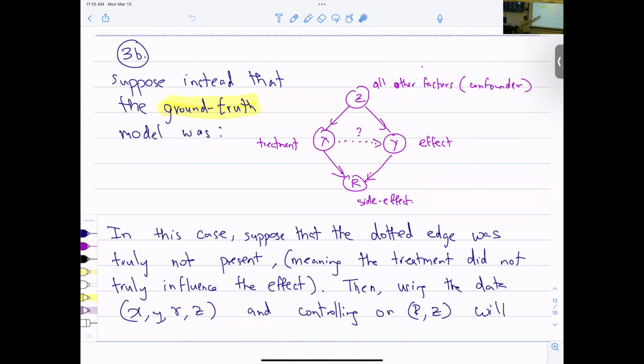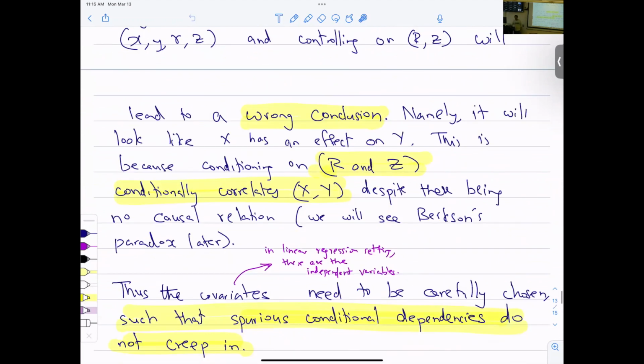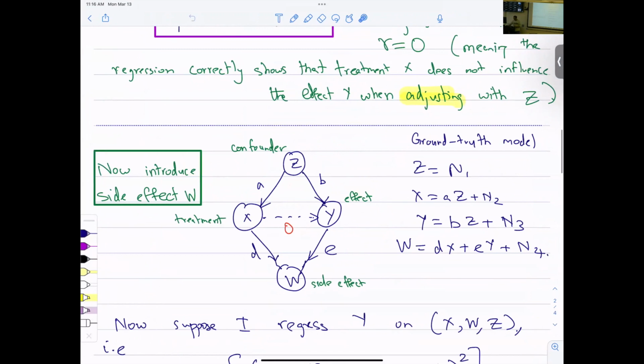Because you can think of Z and R as features. Putting extra features can actually give you bad models, and we will see. So it's not just a computational issue. There are some other issues as well. This also can lead to wrong conclusions, even qualitatively. We'll talk about Bergson's paradox tomorrow. I want to just spend a little bit of time doing this calculation.